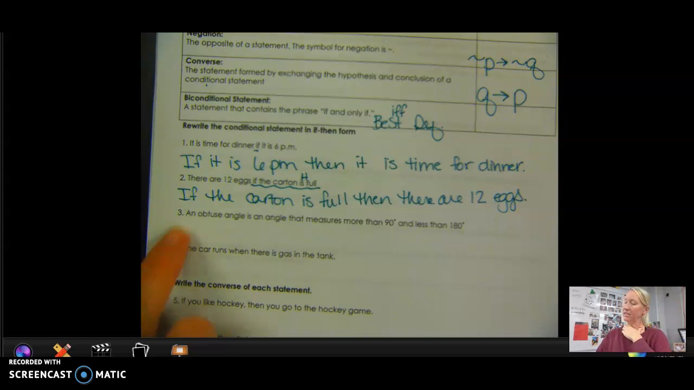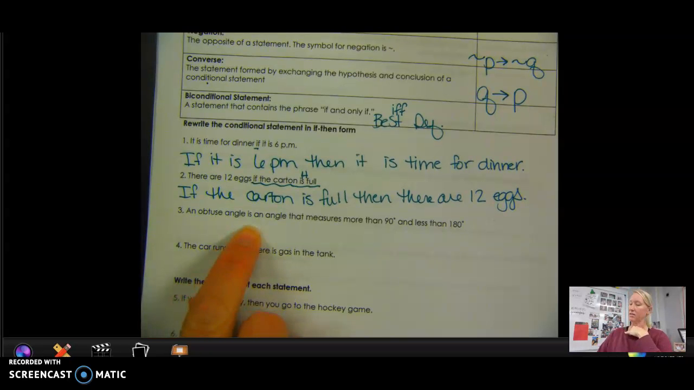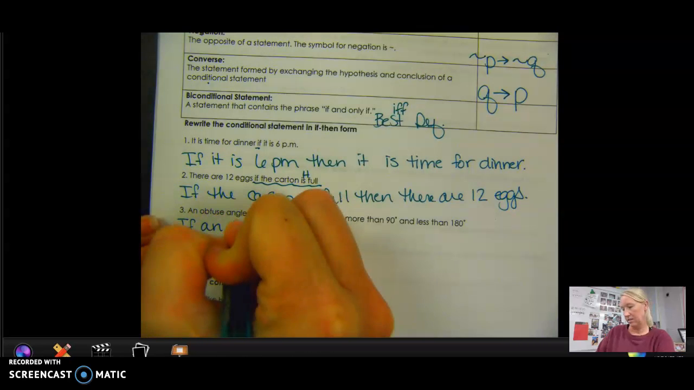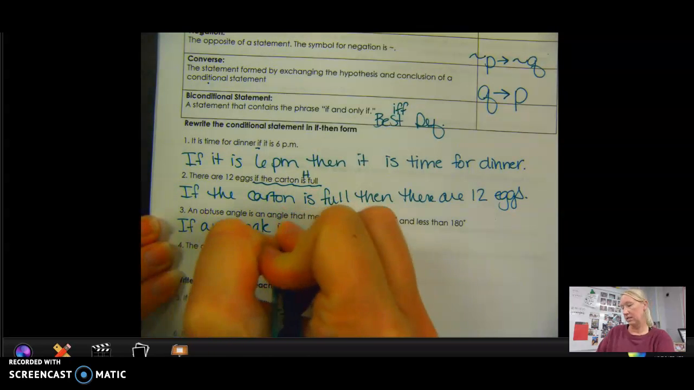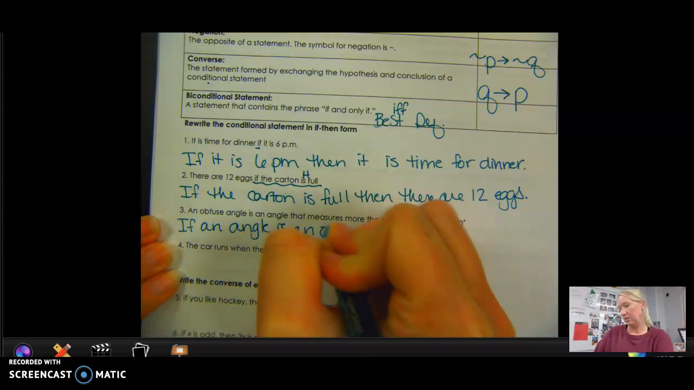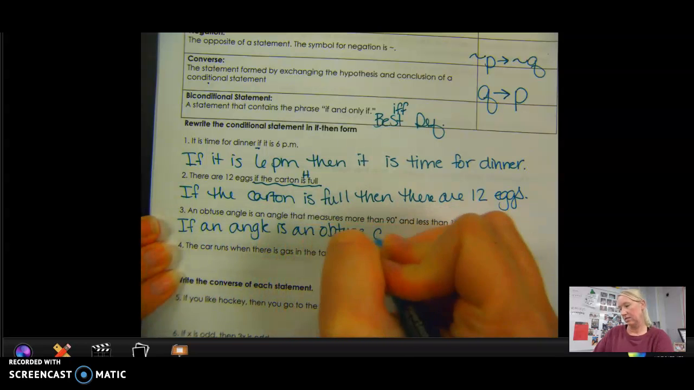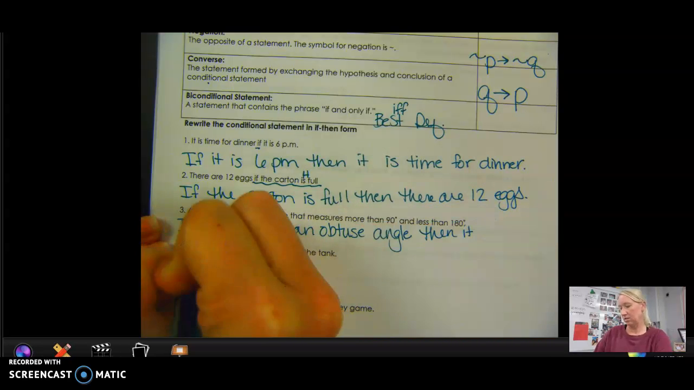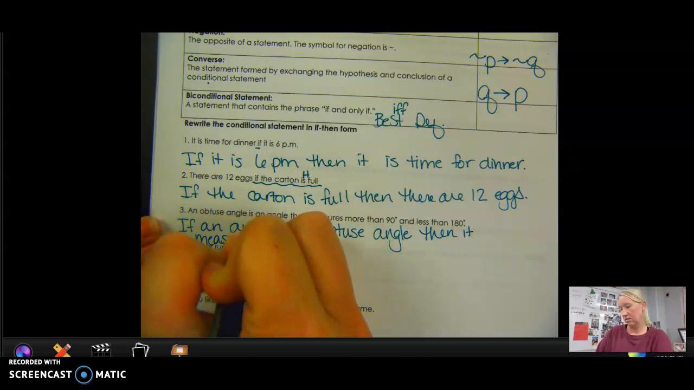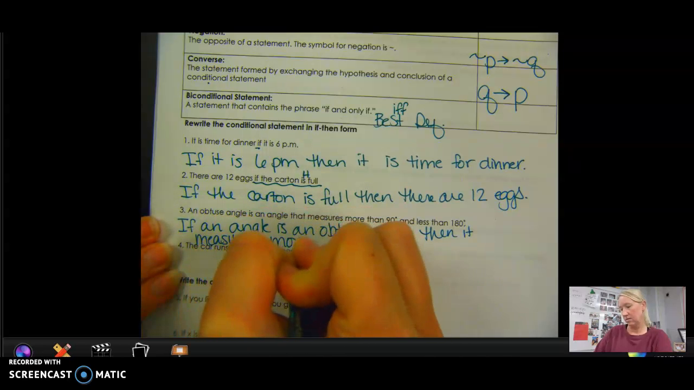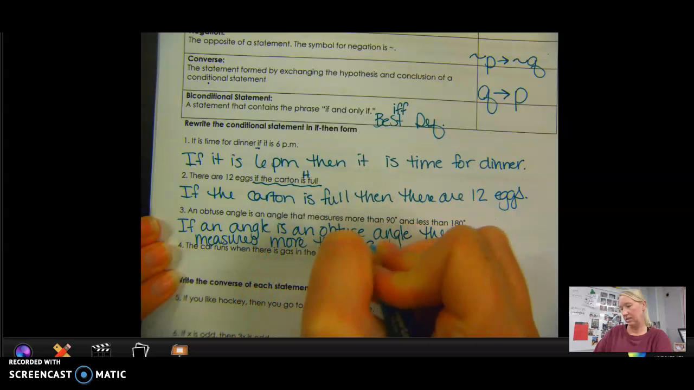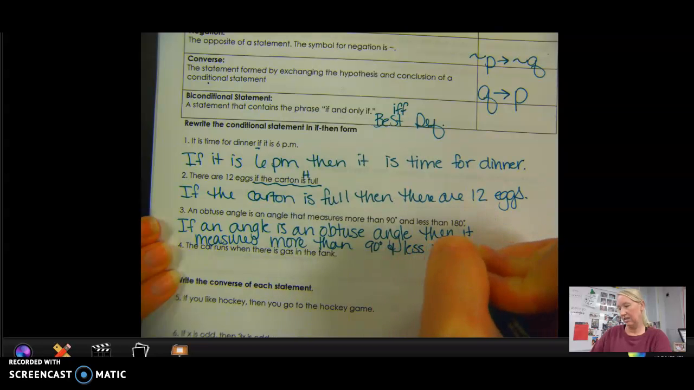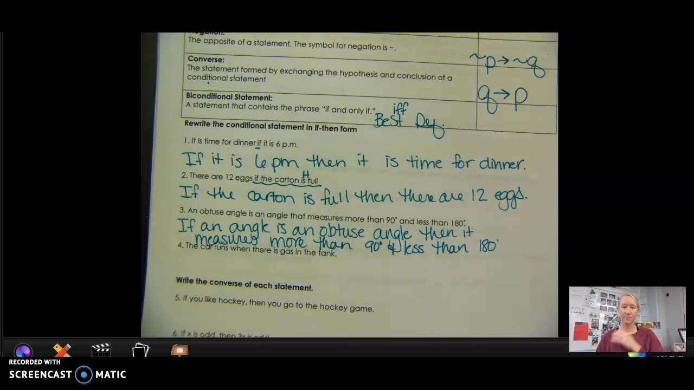The way I'm going to write it is if an angle is an obtuse angle, because that's the part that I see first. So if an angle is an obtuse angle, then it measures more than 90 degrees and less than 180 degrees.